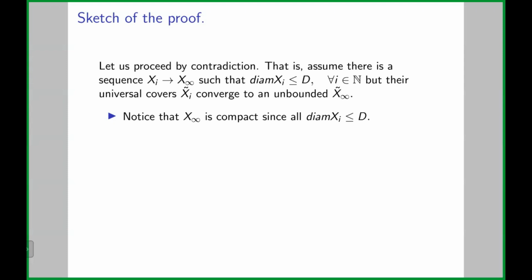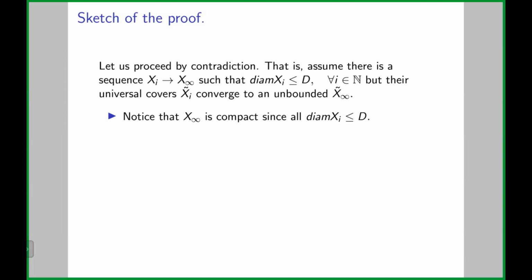That is, we assume that there is a sequence X_i converging to X_infinity, such that all the diameters of the X_i are bounded uniformly by D, but such that the universal covers X_i tilde converge to an unbounded X tilde infinity. Here I actually didn't write it properly, because you do need to have the convergence in the pointed sense, and then probably take a subsequence that again converges, but let me just write it down like this.